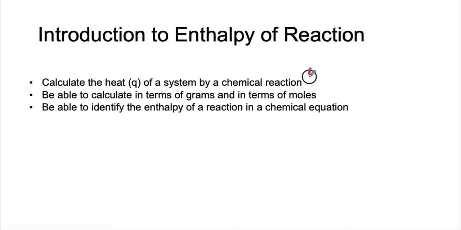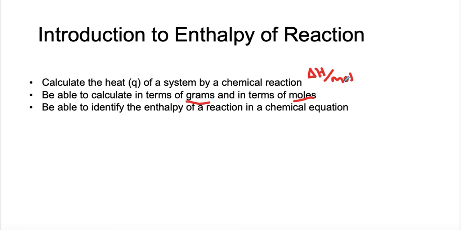Enthalpy, and we're going to still give it this triangle H. If it's positive, that is endothermic. If it's negative, it's exothermic. But you are going to generally represent this per mole in a reaction. What is the enthalpy change per mole? And then you can put that into a chemical equation. So you should be able to calculate that in terms of grams or in terms of moles.